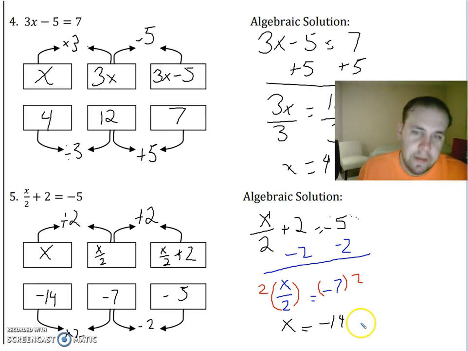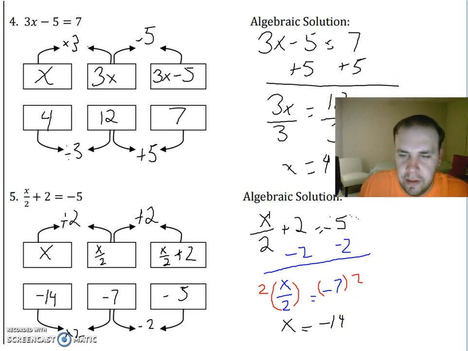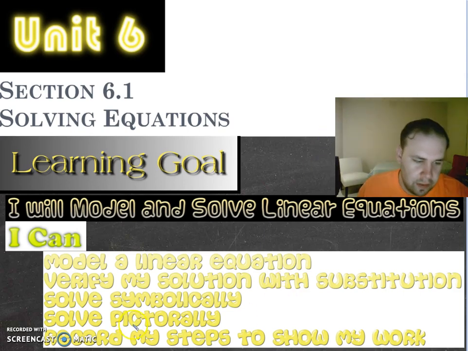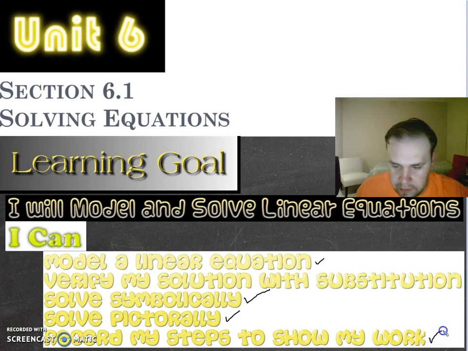Now, it's really important to take a look at one of our other parts of the success criteria. If I go back to the first slide, we did solve pictorially, we did solve symbolically, we modeled this linear equation by just writing it, and we did show our steps. Now, how do I verify my solution with some substitution here? We've got one minute to finish this off.